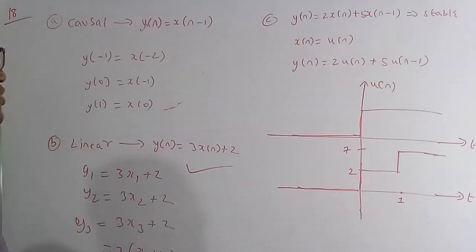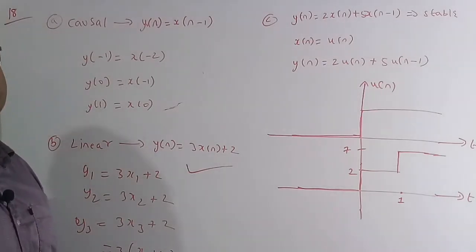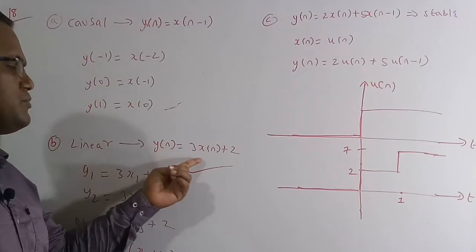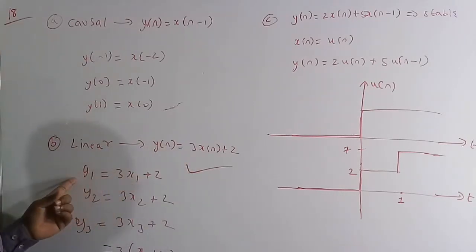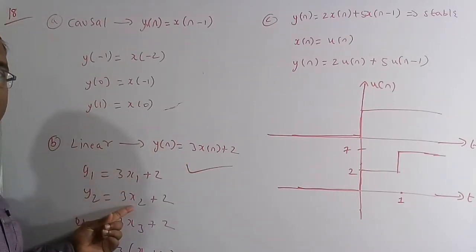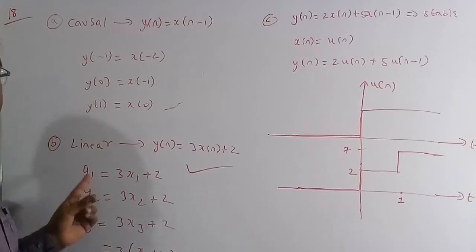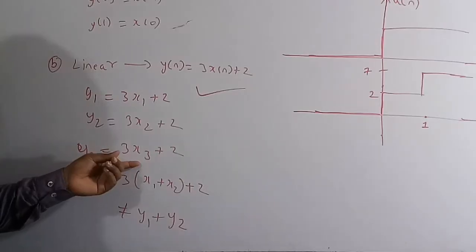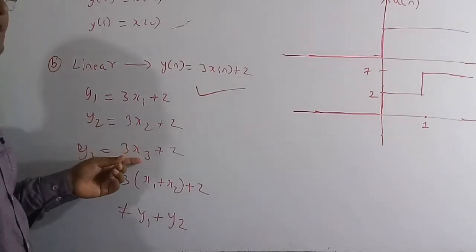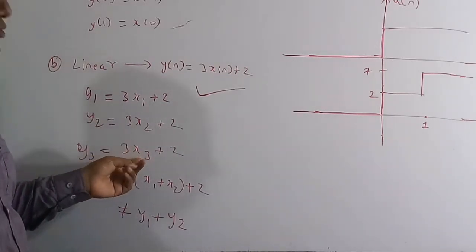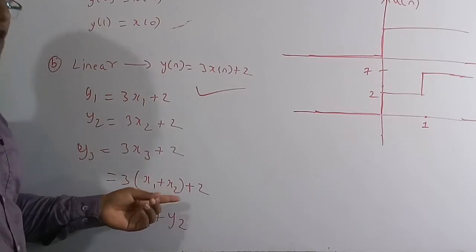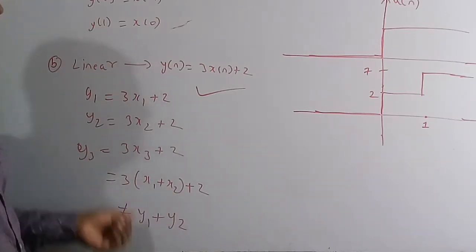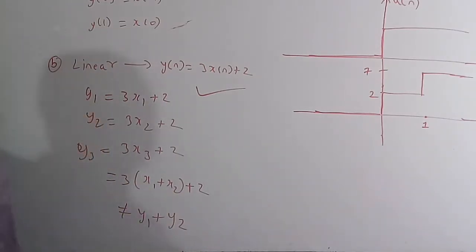Let us also solve this by the standard procedure. Suppose for the input x1 of n, the output is y1 of n. For the input x2 of n, the output is y2 of n. Suppose for the input x3 of n, the output is y3 of n. Let me assume the new input x3 of n is the sum of the two past inputs, so x1 of n plus x2 of n. If you do this summation, it is not equal to the summation of the two previous outputs. So we can conclude that this is a non-linear system.